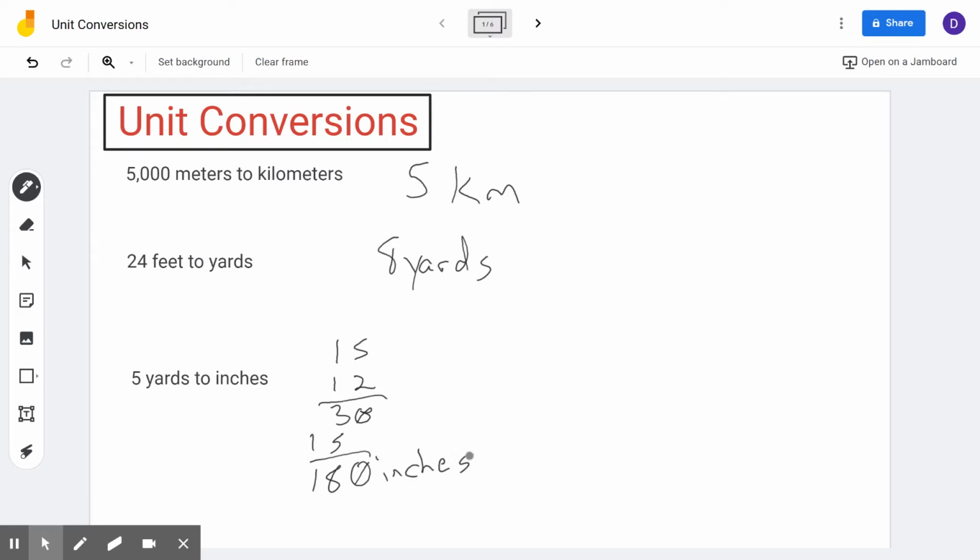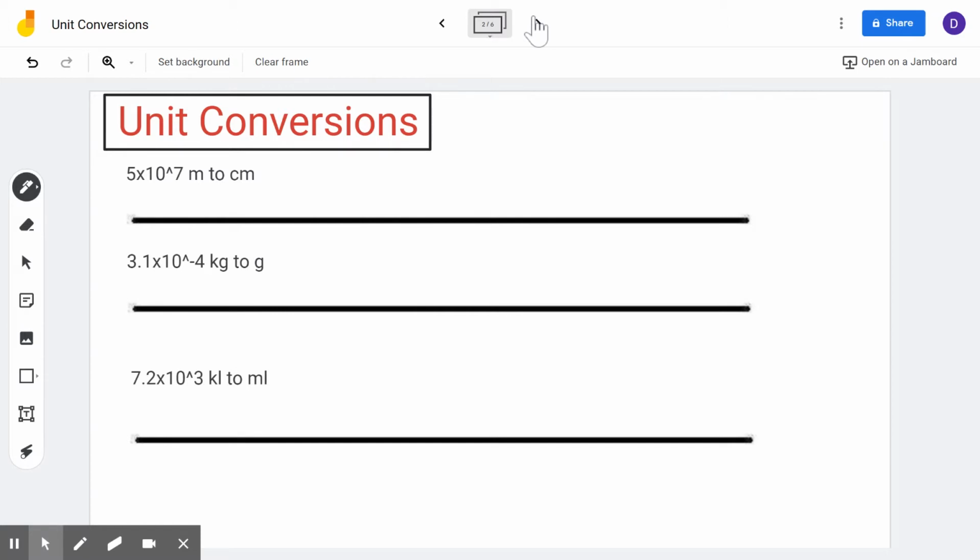Okay. Well, we're going to show you a more organized way to do this. So here we go. How would I change, we're going to do these one at a time. We're going to do this one first. I'm going to change 5 times 10 to the 7th meters to centimeters.